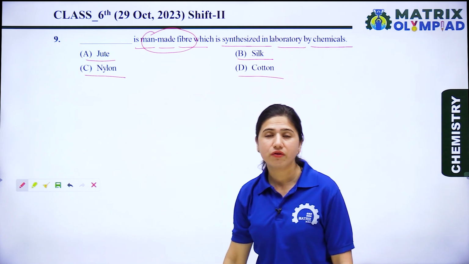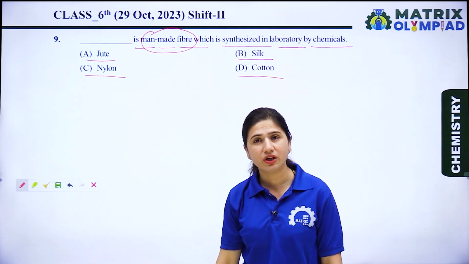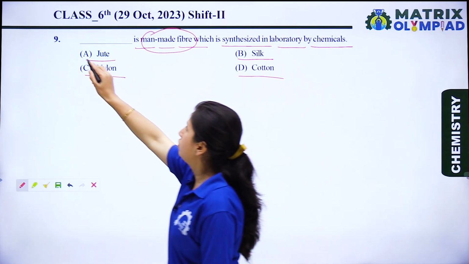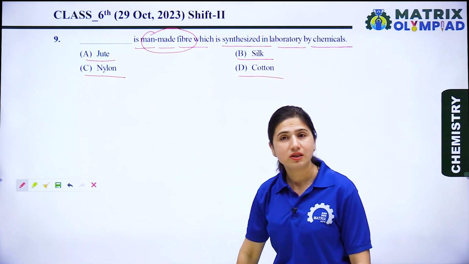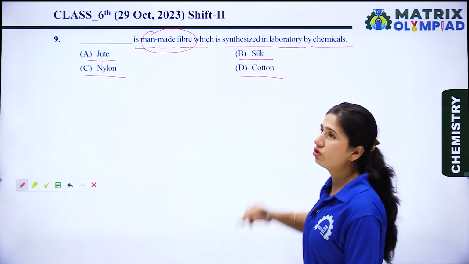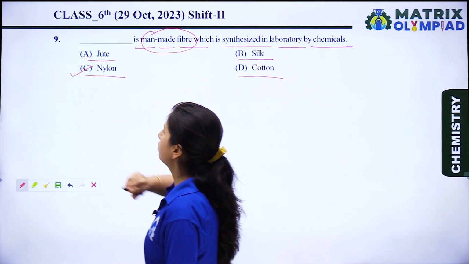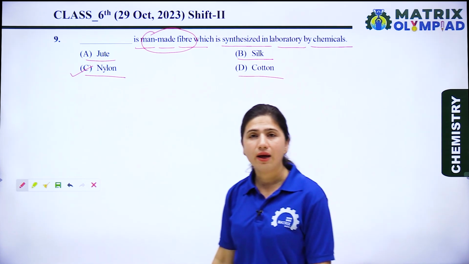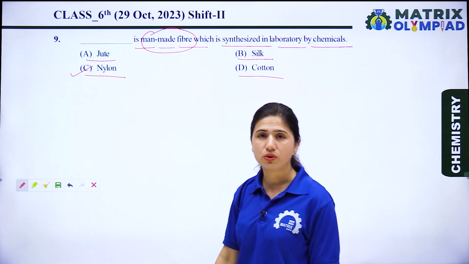Natural fibers are obtained from nature, and man-made fibers are known as synthetic fibers. Jute is obtained from plants, silk is from the silkworm, and cotton is also obtained from plants. But nylon is a synthesized polymer, a man-made polymer synthesized in the labs. So option C is the right option for this question.